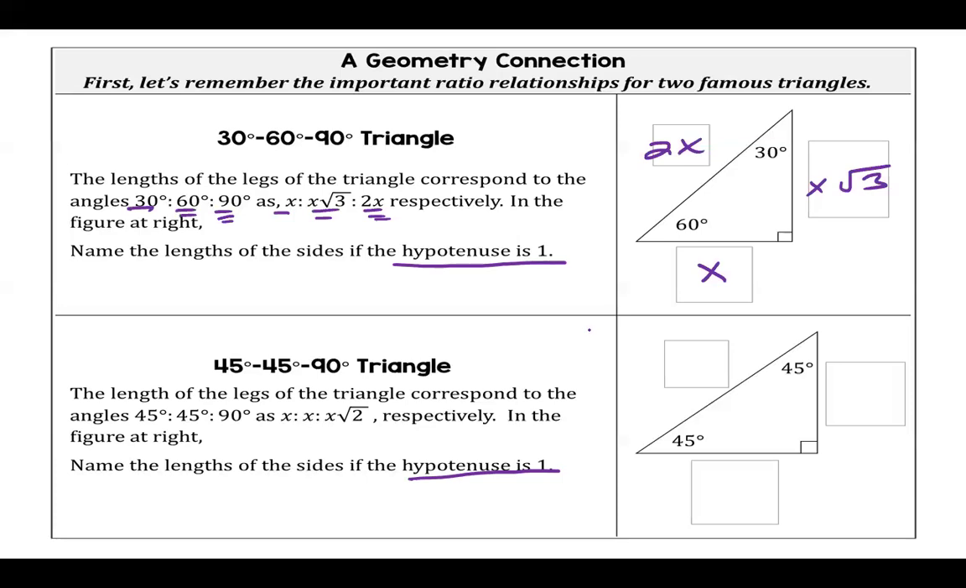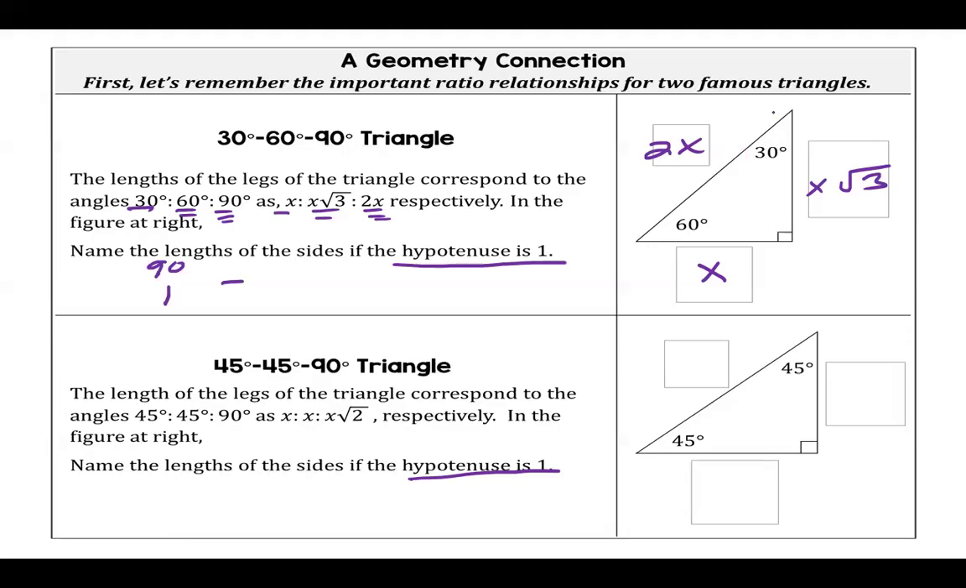So if my hypotenuse is 1, what is the ratio that's taking place? If my hypotenuse is 1, that means across from 90, it would be 1 unit. And then from there, if 2x equals 1, what does that mean x has to be? 1/2. Does that make sense?